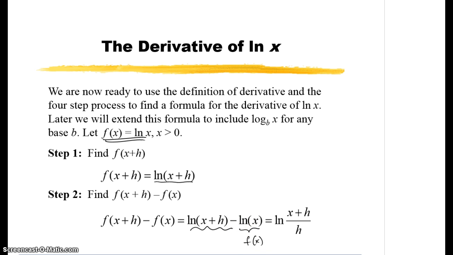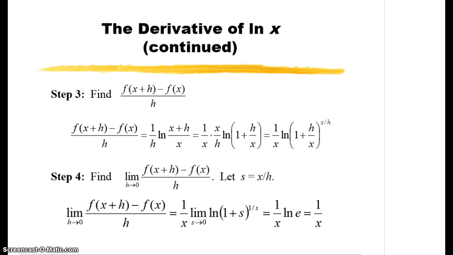And by the properties of logs, since this is a difference, remember we had this property, ln of a minus ln of b is the same as ln of a over b, right? The quotient property. So we could turn this into a quotient, ln of x plus h over x. Moving on to step 3, we divide that difference by h. Okay, so here's what we get. 1 over h times ln of x plus h over x.